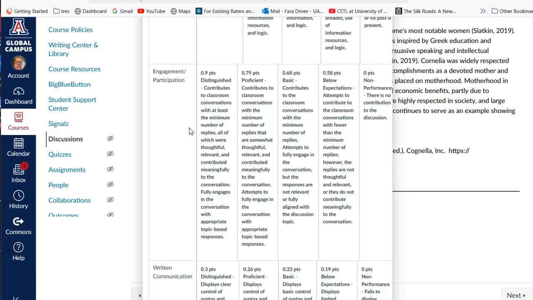Basic, again, speaks for itself. Not doing a lot there, could do more. And then below expectations and non-performance. Below expectations and non-performance, I will tell you right now, are going to be places where you don't add anything at all to the conversation.